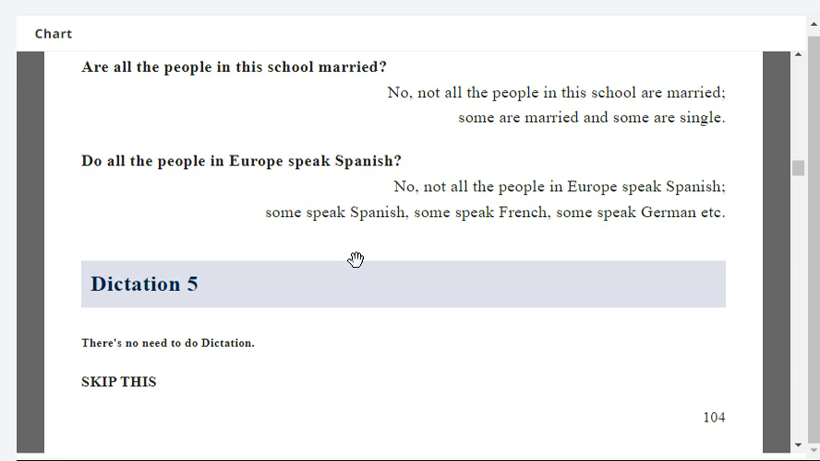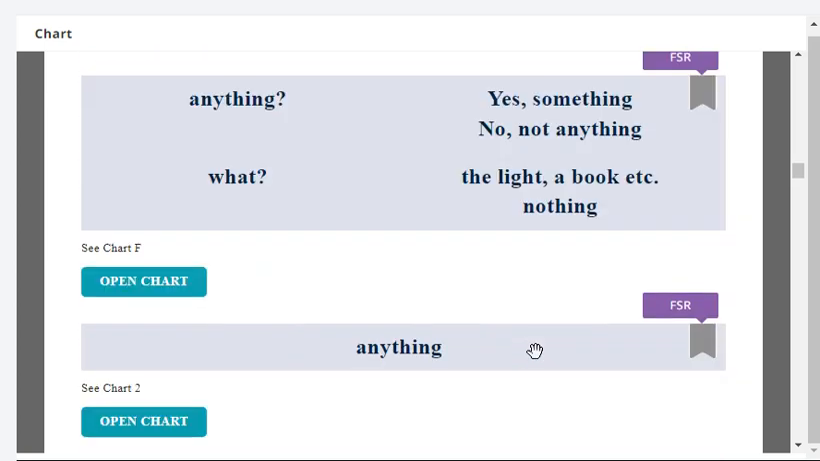Very good. Do all the people in Europe speak Spanish? No, not all the people in Europe speak Spanish. Some speak Spanish, some speak French, some speak German, etc.